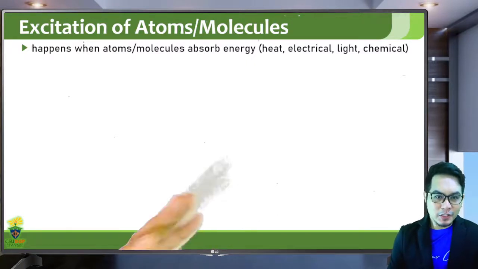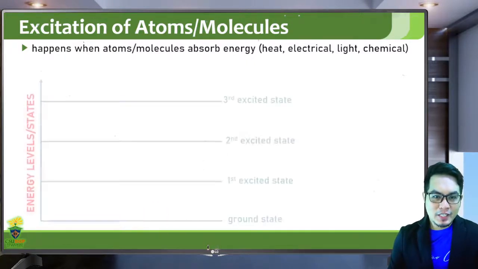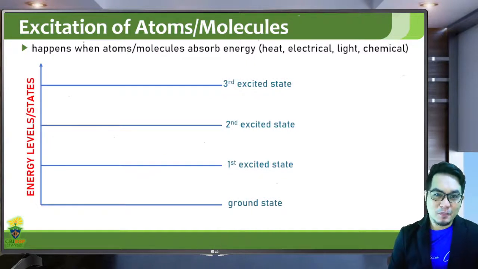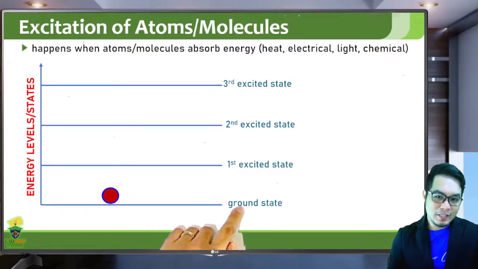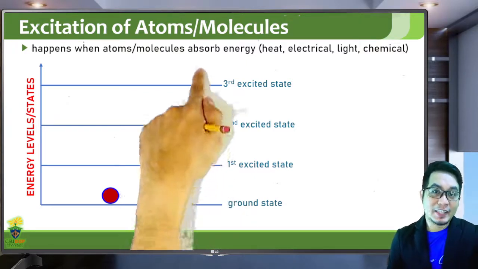In order to discuss excitations of atoms and molecules in simpler terms, we will use the idea of energy levels or energy states. We have the lowest energy state called the ground state, and next to that are the excited states.